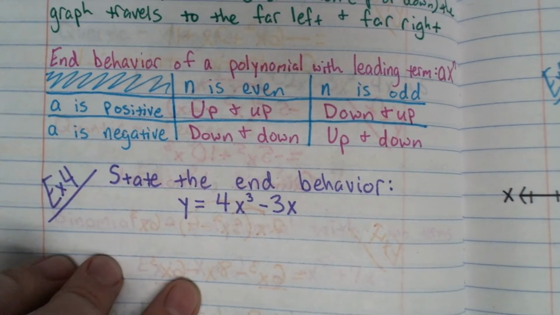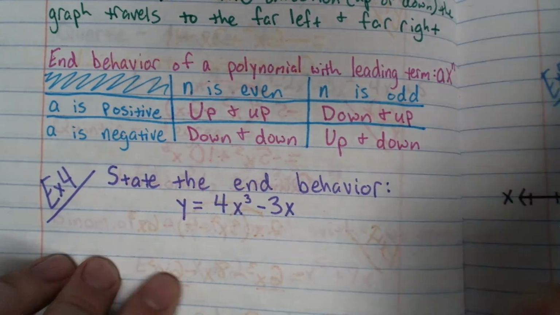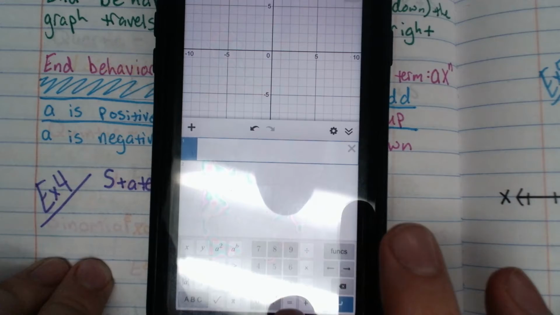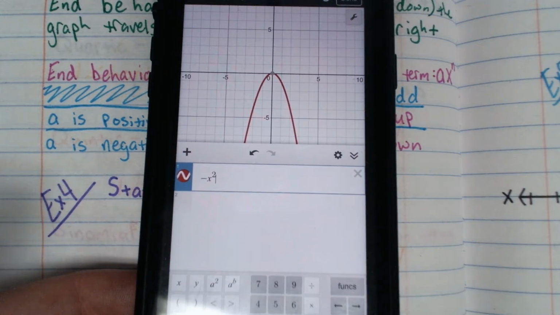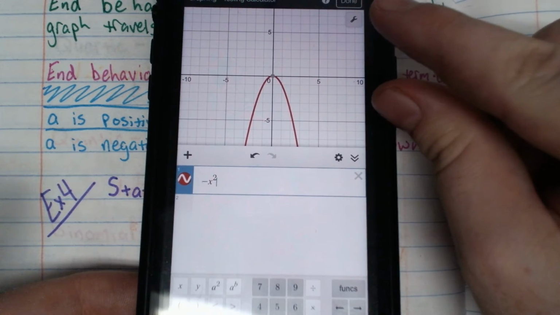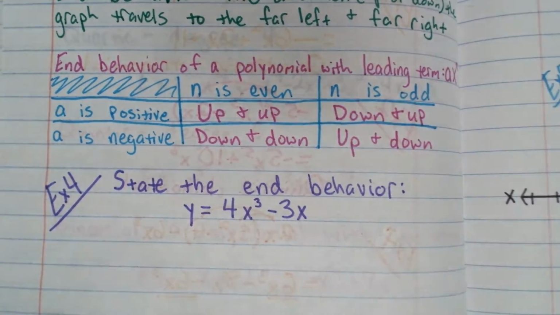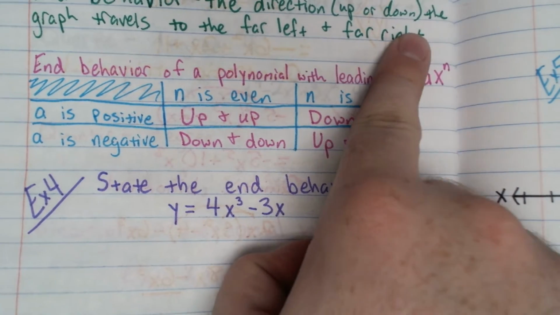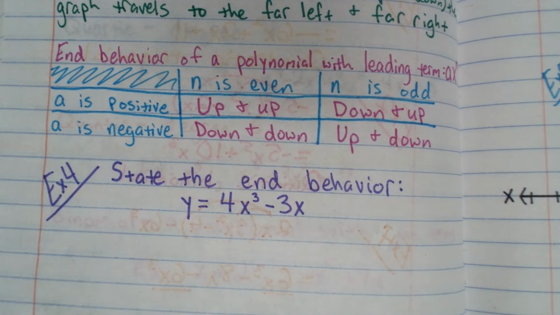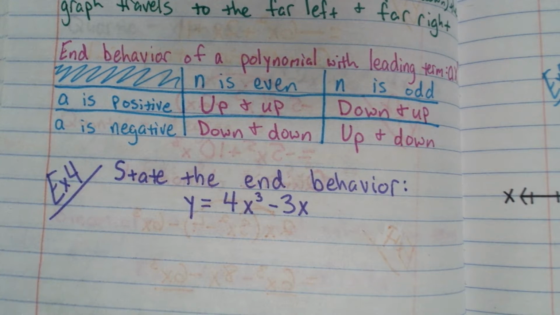If a is negative, that would reflect our graph upside down. So that would look like negative x squared. So now it reflects our graph upside down and our end behavior is down, down. And that's true for any even degreed leading coefficient. If the leading term is positive, we're going to be going up in both directions. If it's negative, we're going to be going down in both directions.